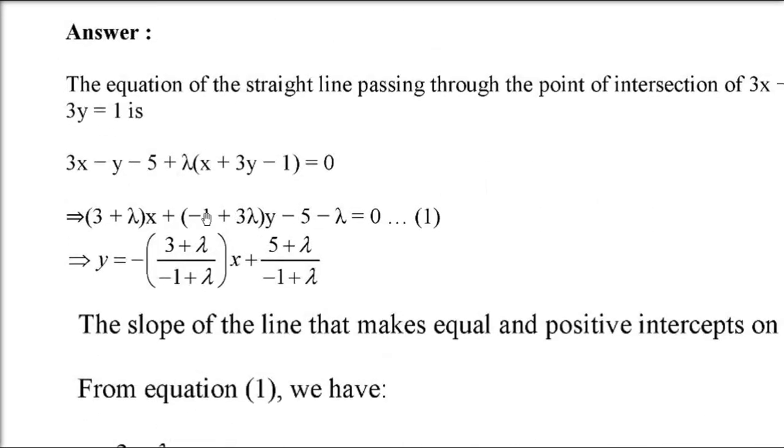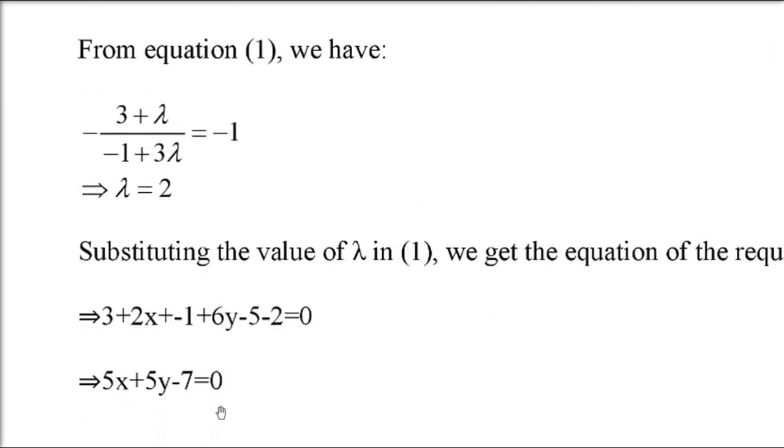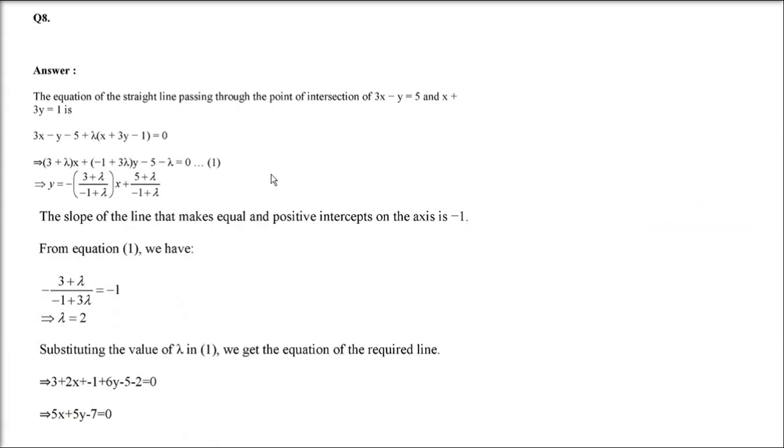Put this in equation number 1 and you are going to get the equation as 5x plus 5y minus 7 equals 0.